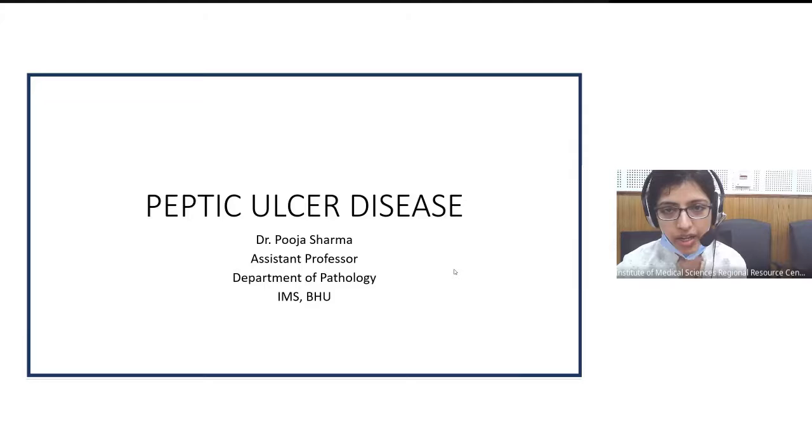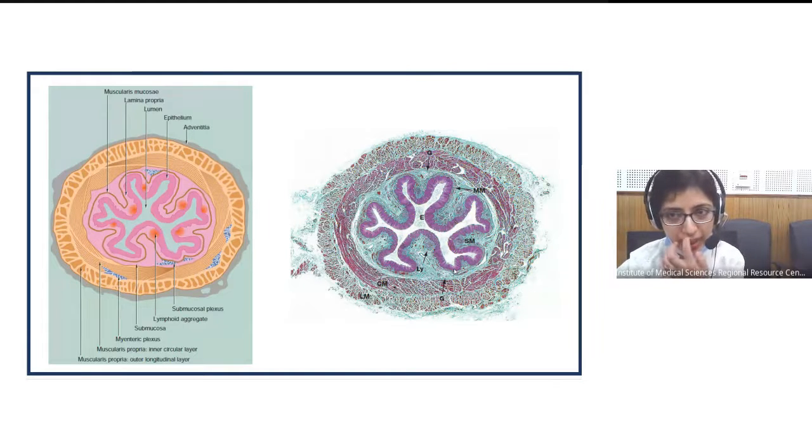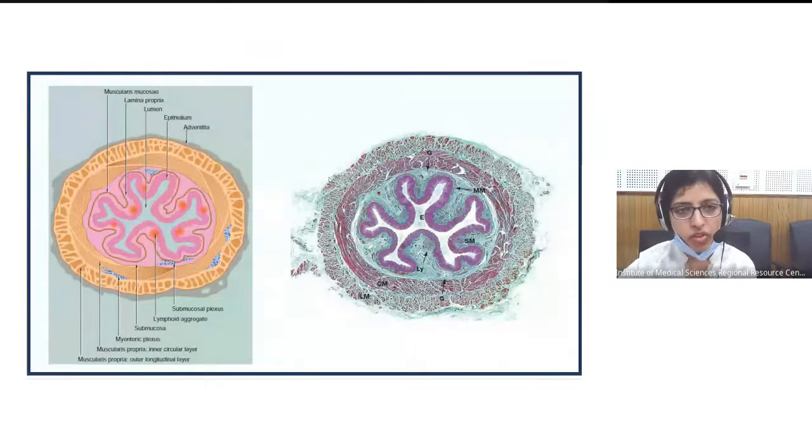before we begin, I would like to walk you through the normal histology and anatomy very briefly, just as a quick revision. As you all must be aware, the alimentary canal, right from the esophagus to the anus, is divided into four functional layers. The innermost layer towards the luminal side is your mucosa, and beneath the mucosa lies the submucosa. Then we have a thick muscular layer, which is called the muscularis propria. And then we have the outermost layer, which is the serosa or the adventitia.